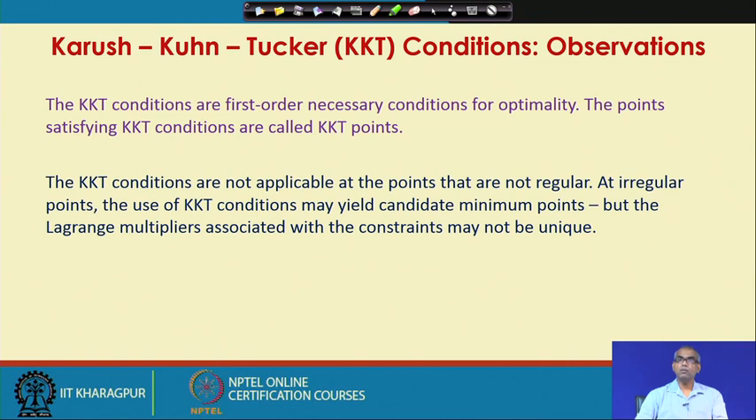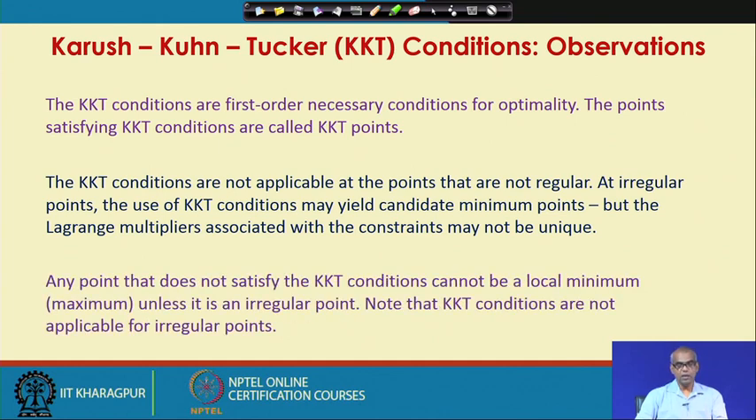Regular points means that the gradients of the constraints will be linearly independent. At irregular points, the use of KKT conditions may yield candidate minimum points, but the Lagrange multipliers associated with the constraints may not be unique. So, KKT conditions are applicable only for regular points. Any point that does not satisfy the KKT conditions cannot be a local minimum or maximum unless it is an irregular point. Note that KKT conditions are not applicable for irregular points.